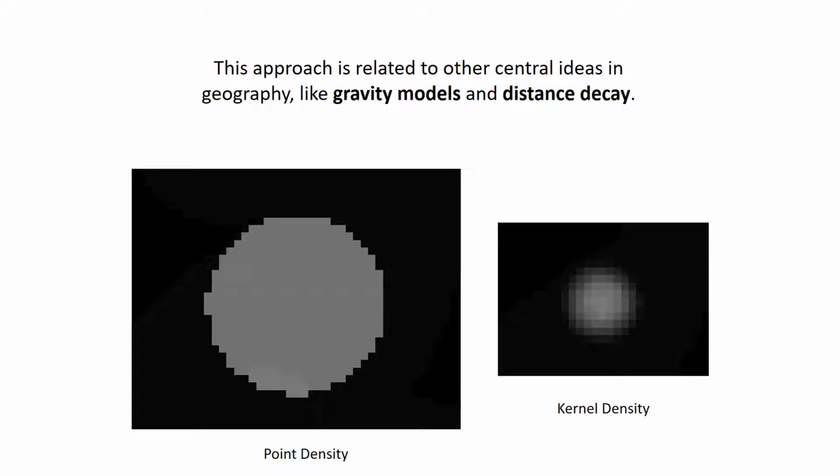Both of these, by the way, are related to wider topics within geography. So gravity models and distance decay are both ways of expressing the idea that the influence or the connection between 2 points drops off as a function of the square of the distance.